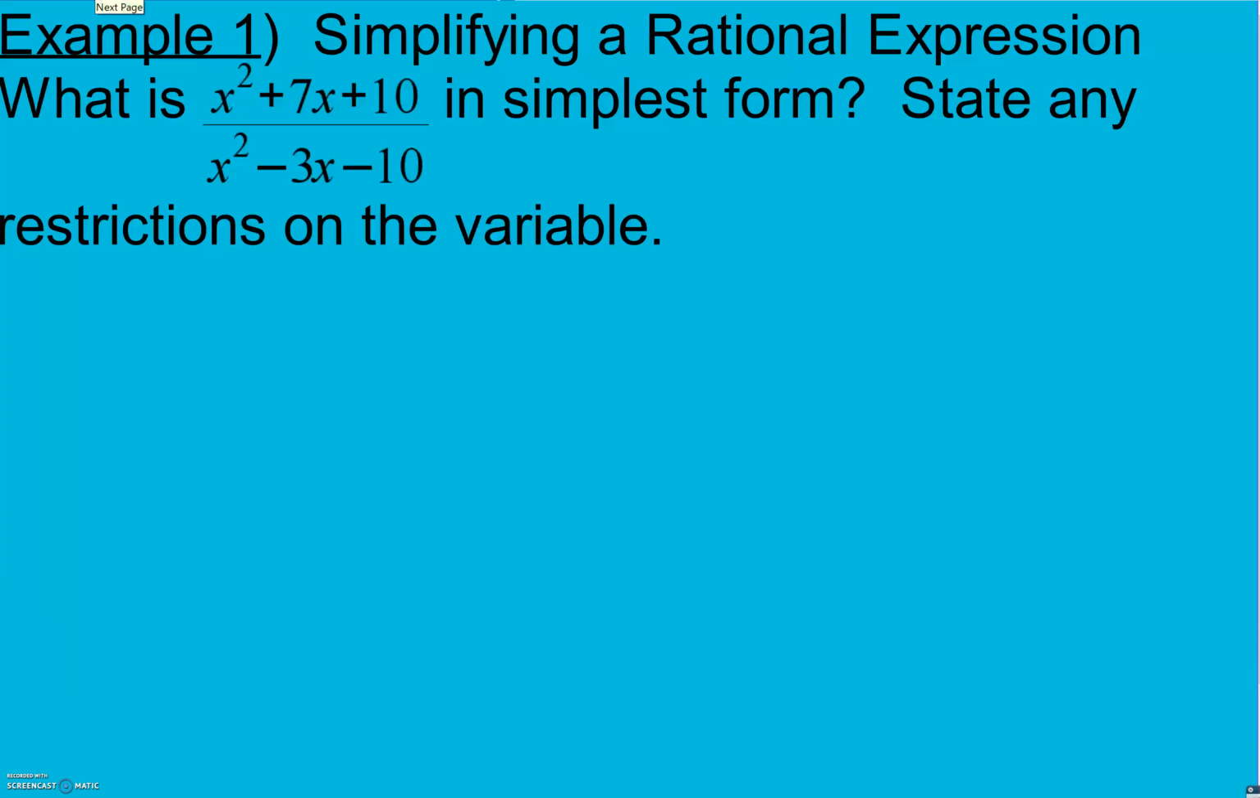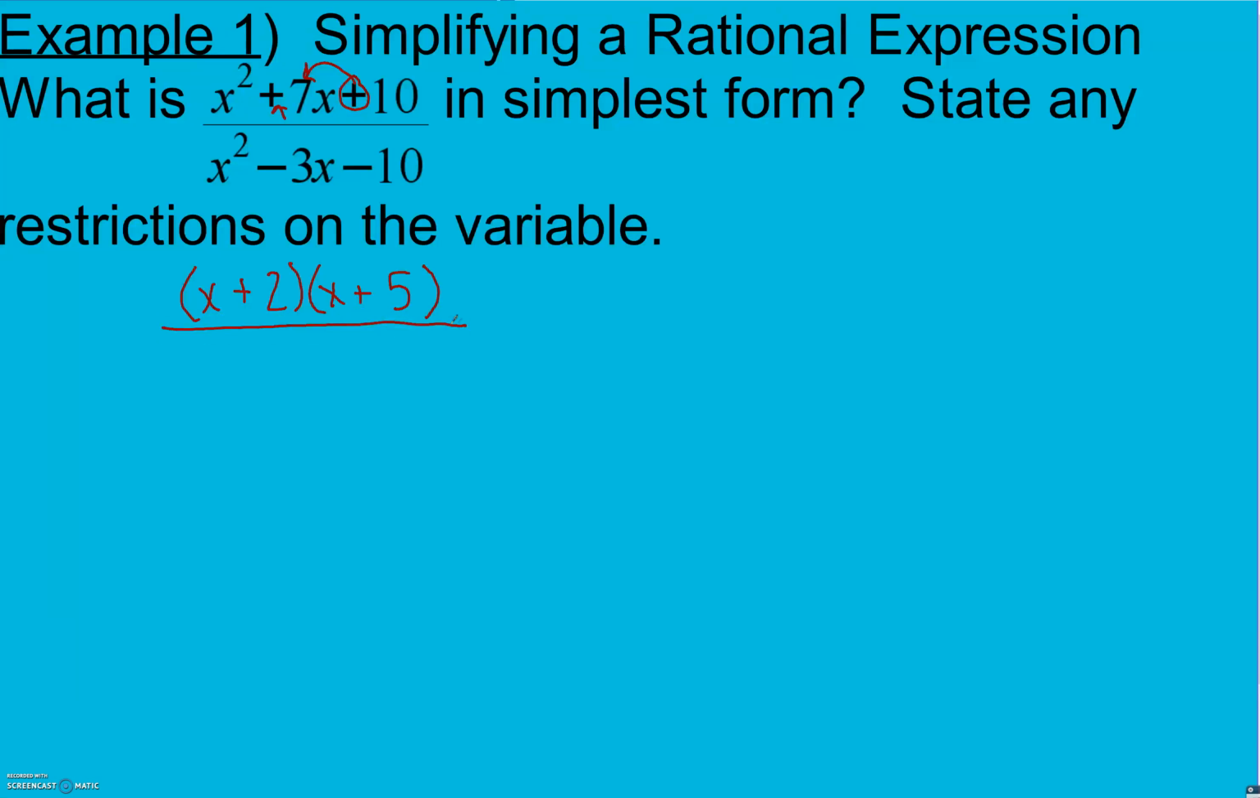Example 1, simplifying a rational expression. We're going to write this rational expression in simplest form and state any restrictions on the variable. In order to do that, we need to factor. So I'm going to start with my numerator. In order to multiply to x squared, I take x times x. In order to multiply to 10 and add to 7, I need 2 and 5. Since I added, my signs are both going to be the same, and since my middle sign is positive, they're both going to be positive.